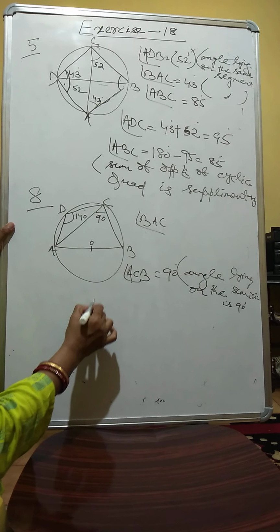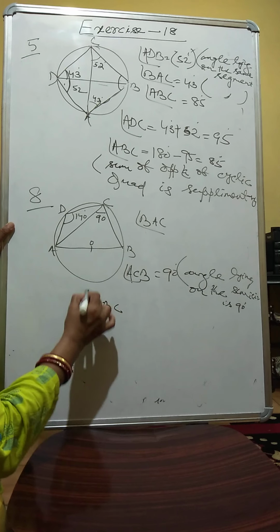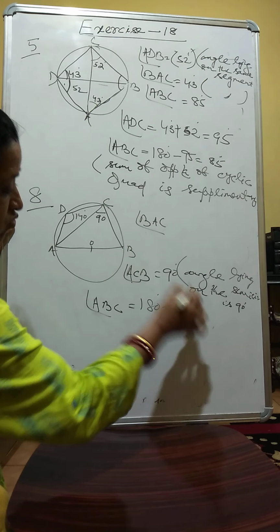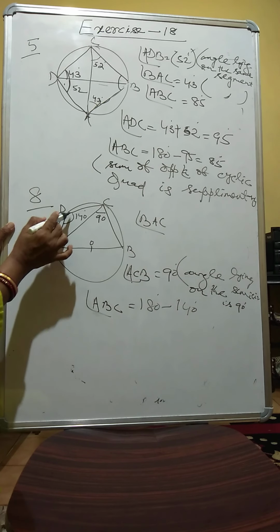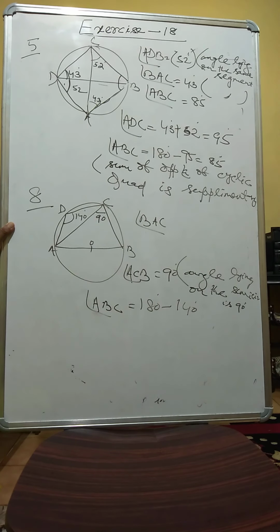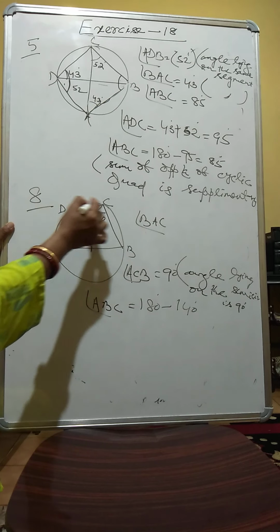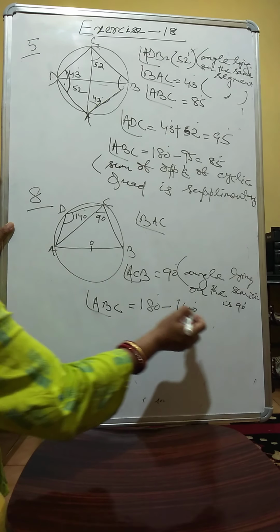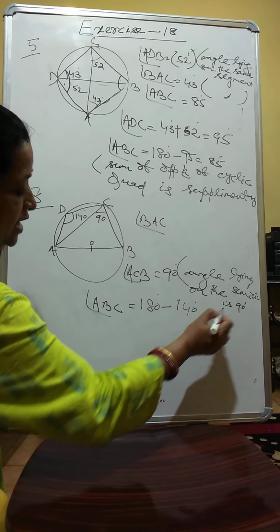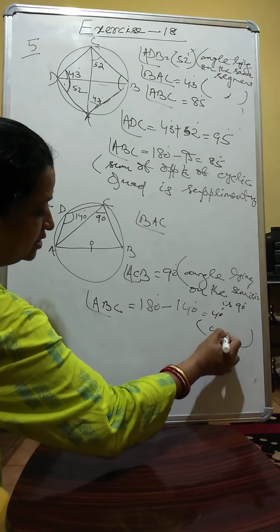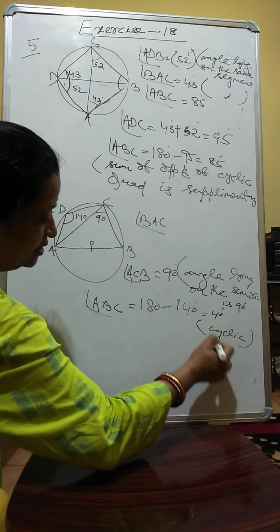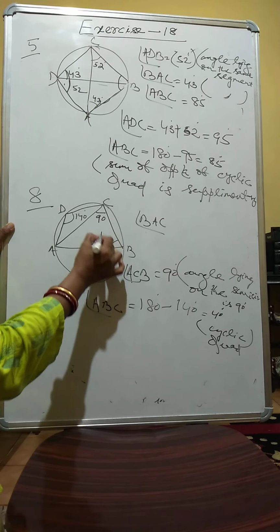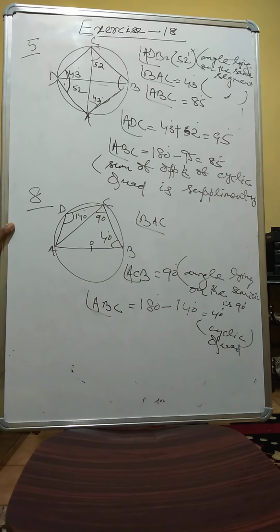I can write ABC angle is 180 minus 140. Why? Because you see that these four points are lying on the circumference. Hence it is a cyclic quadrilateral. Therefore, I will write ABC is equal to 40 degree. You will write cyclic quadrilateral. Okay. You got this is 40 degree.